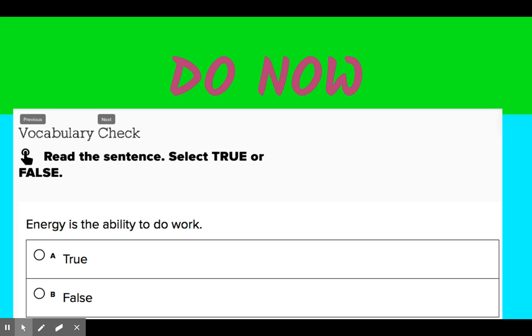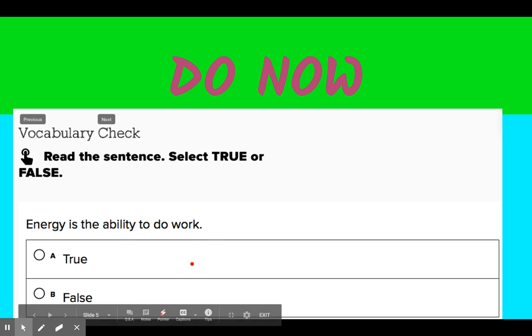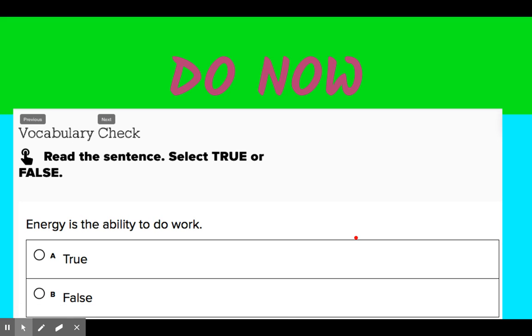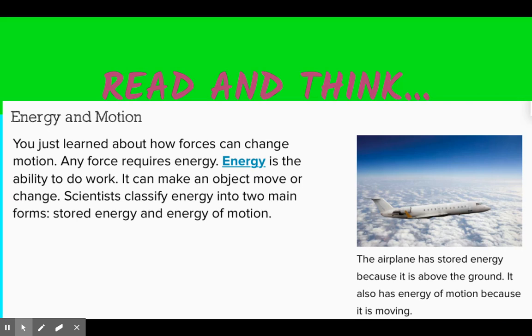So let's have a look at the do now activity. You're going to do this in your notebook. It says, read the sentence and select true or false. Energy is the ability to do work. True or false? Here you can pause me and do this part. I'm going to discuss this in a live lesson so that I can have live feedback too. So let's go ahead.